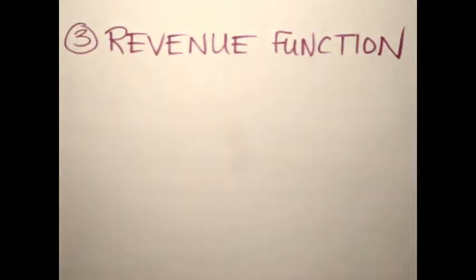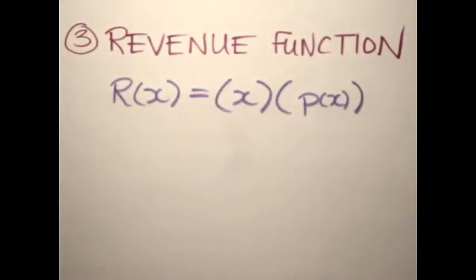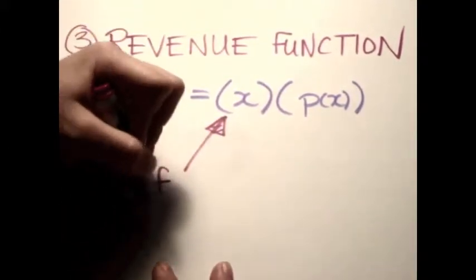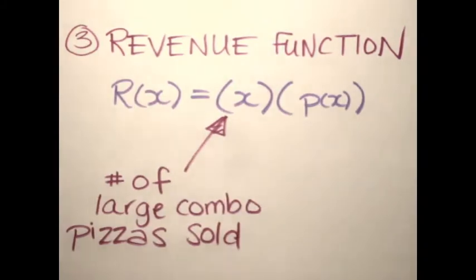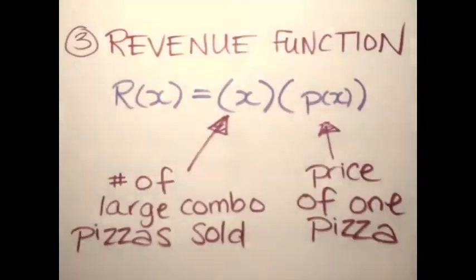The third function we're going to look at is called the revenue function, and it's represented by the notation r of x. I'm not going to solve for it because it asks me to do this in part A of the problem, but I will give the formula and explain it in context of the problem. So r of x equals x times little p of x, which is our price function. Remember we said that x represents the number of large combo pizzas, and p of x is our price function, which is the price of one pizza. By multiplying these two things together, we can find the total amount of money we're making back on sales.